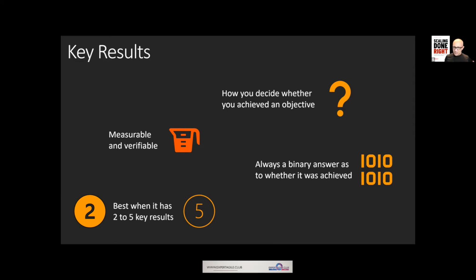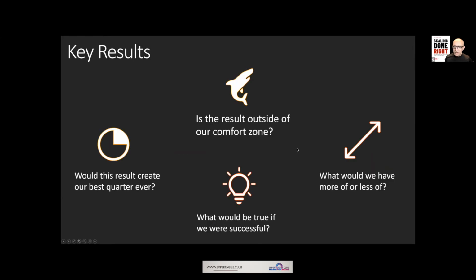So 3 to 5 objectives, 2 to 5 key results. I usually keep 3 on objectives, and I keep around 2, 3. I never got to 5 in key results. You may need to. So again, we ask those questions when we are writing key results. If it's out of your comfort zone, great. That's the way we should do it, right?